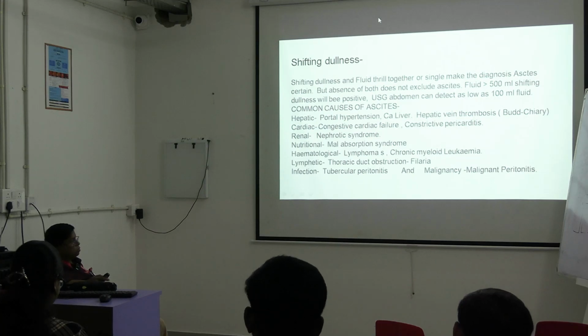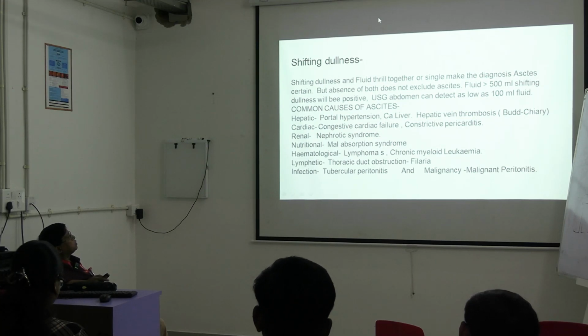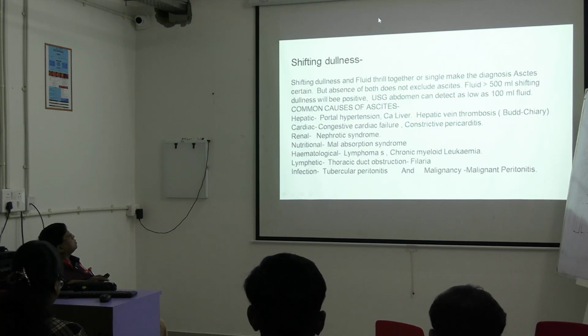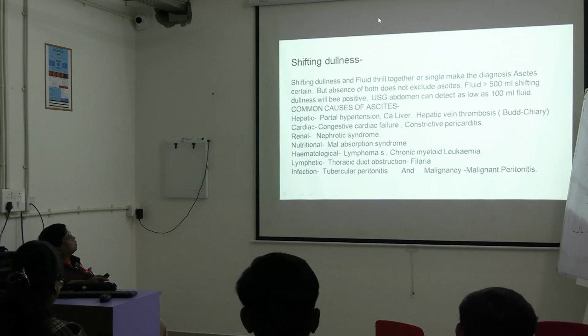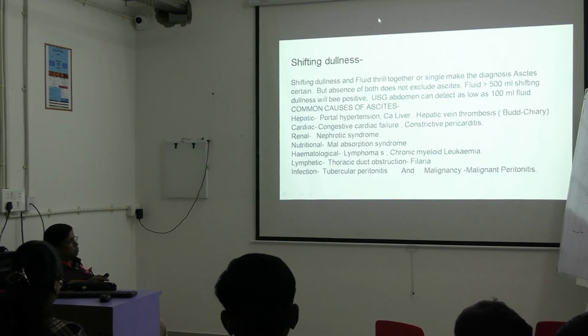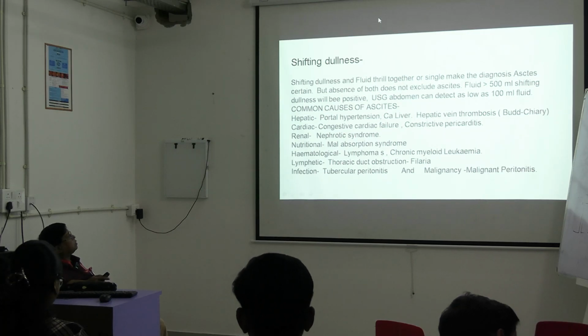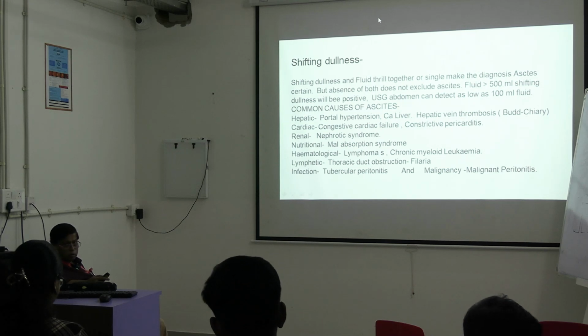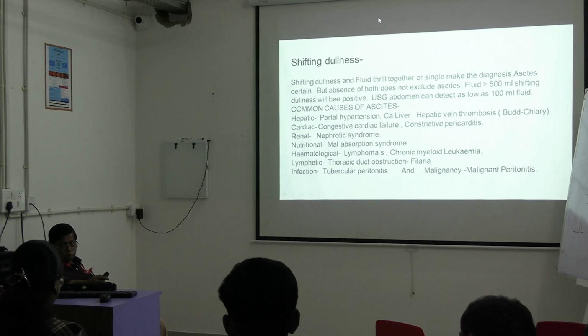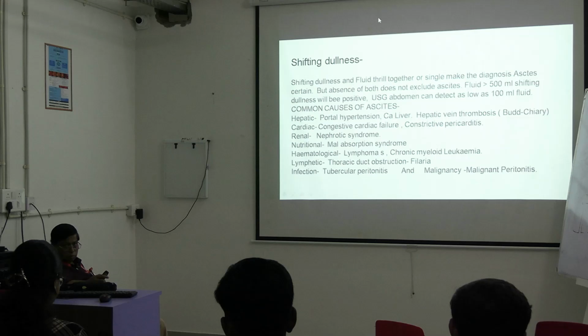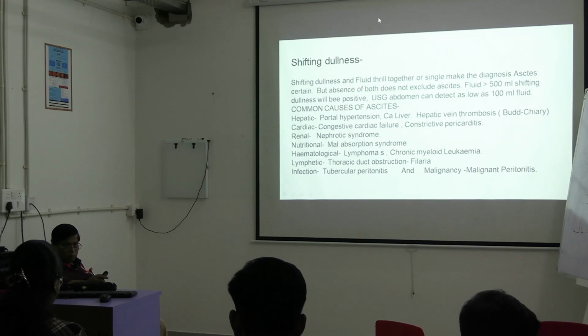You know all this, still I have it for recapitulation. There are the hepatic causes we have already discussed: portal hypertension, CA liver, hepatic vein thrombosis or Budd-Chiari syndrome. Cardiac causes are congestive cardiac failure and constrictive pericarditis. These are the causes of ascites. In constrictive pericarditis or congestive cardiac failure, edema will occur first, then ascites. But in cirrhosis of liver, ascites first, edema second.